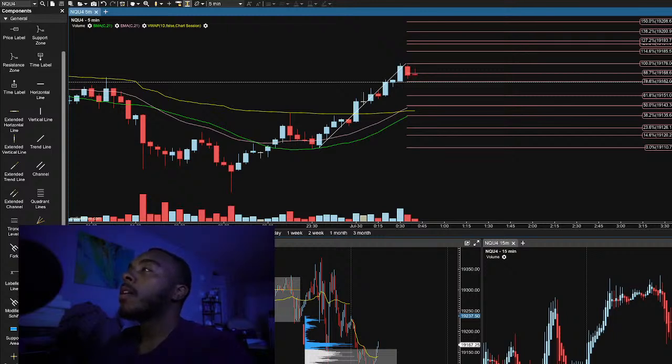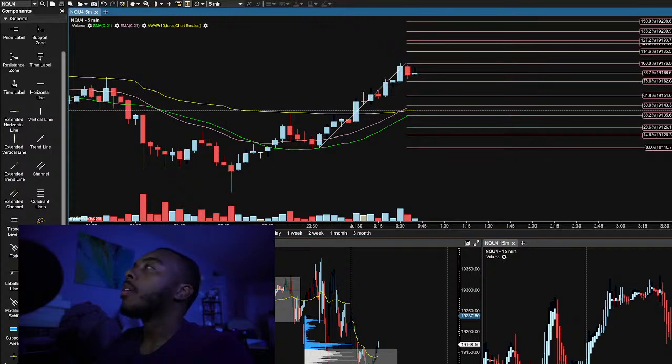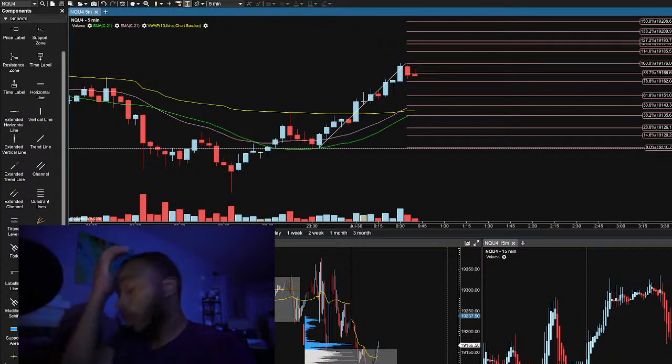Alright. Sell, sell, sell. I feel like we might be coming back down to VWAP. What's VWAP at? 39. What's our point of control at? Point of control is actually way down here.